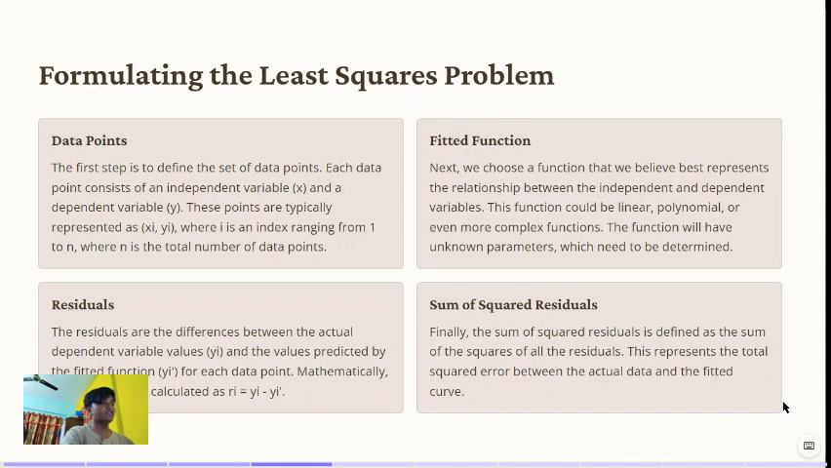Sum of squared residuals. Finally, the sum of squared residuals is defined as the sum of the squares of all the residuals. This represents the total squared error between the actual data and the fitted curve.